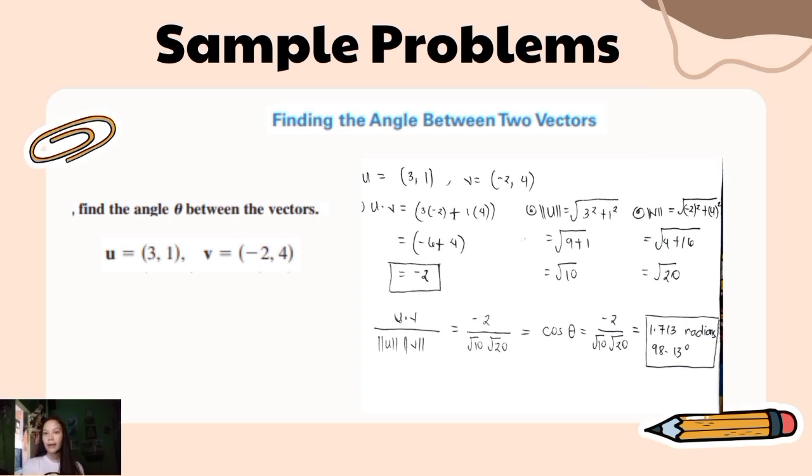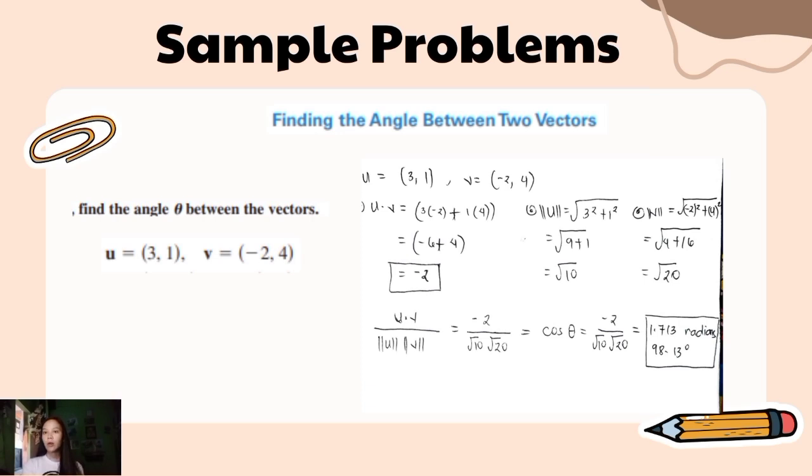Next, we are going to find the length of u and the length of v. First, the length of u is equal to the square root of 3 squared plus 1 squared. We get the square root of 9 plus 1, and the length of u is the square root of 10. Next, the length of v is equal to the square root of negative 2 squared plus 4 squared. Simplifying, we get the square root of 4 plus 16, which is the square root of 20.